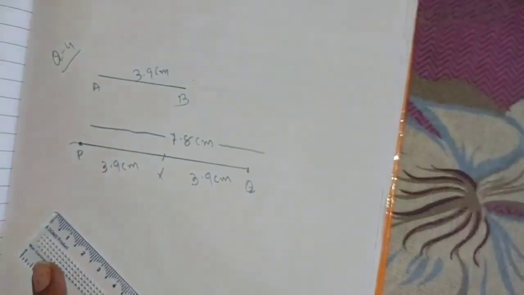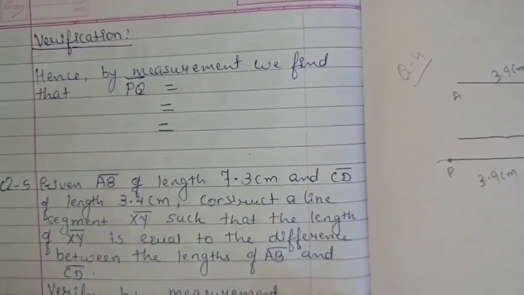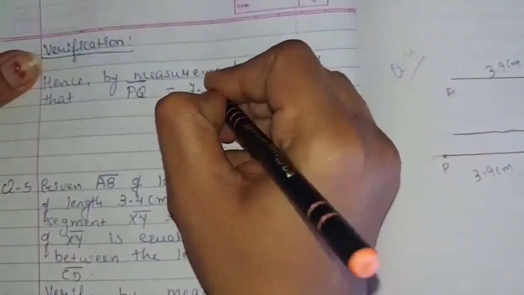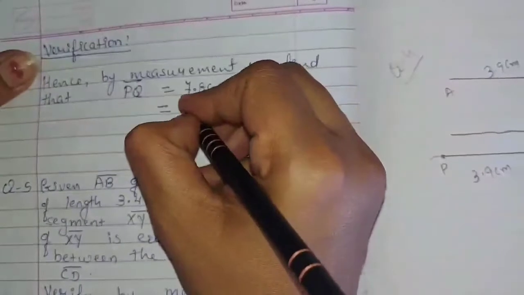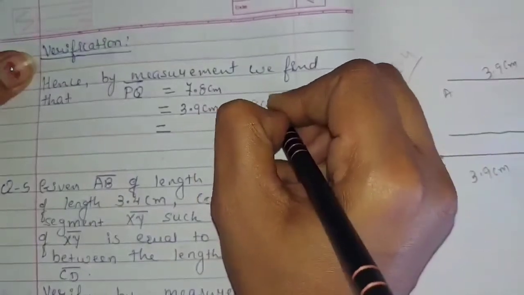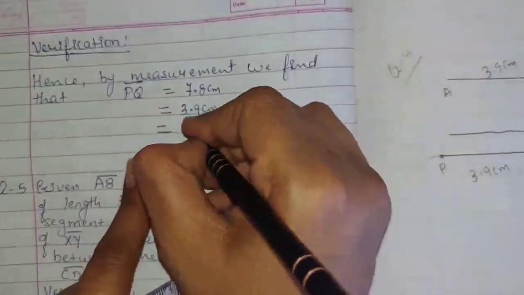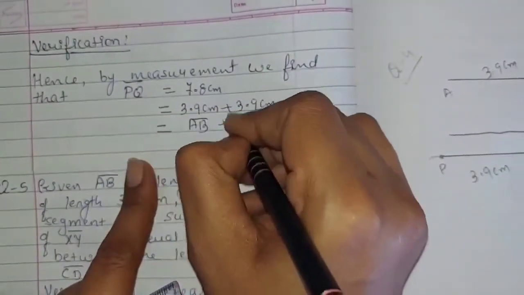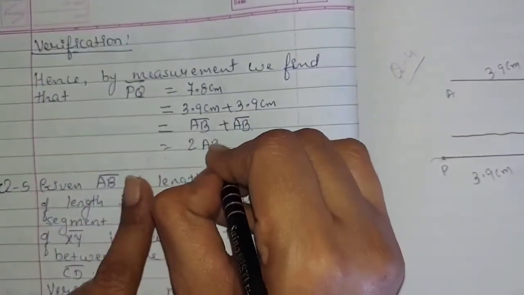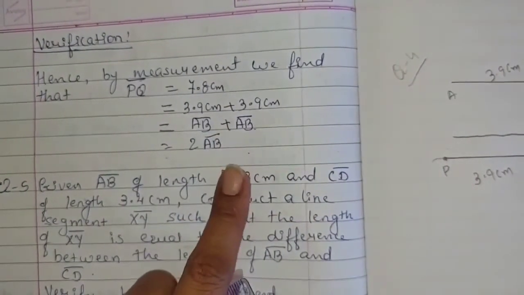Now let us write this with the verification of measurement. Hence by measurement we find that line segment PQ equals 7.8 centimeter, that is equal to 3.9 centimeter plus 3.9 centimeter. This 3.9 centimeter is also the length of AB, that is equal to line segment AB plus line segment AB. This is given in the question. Now AB plus AB is 2 line segment AB. Hence we have verified that this is twice the line segment AB.